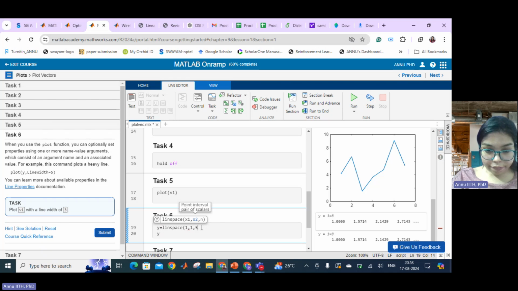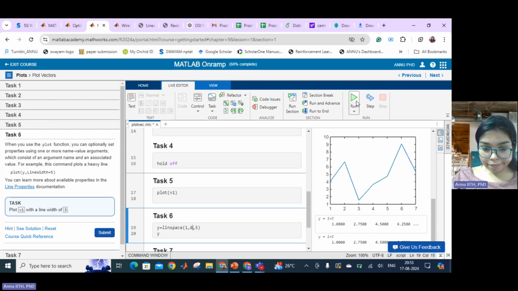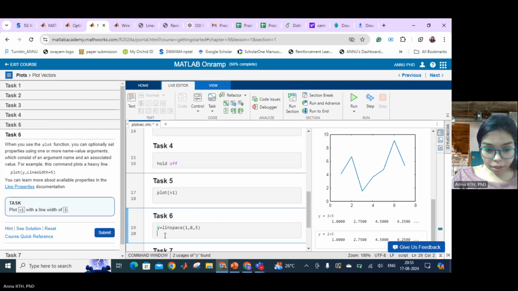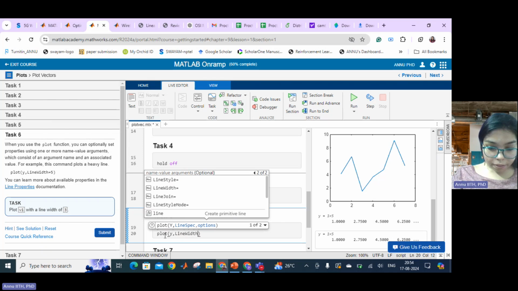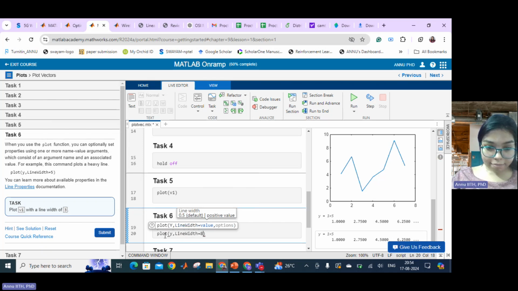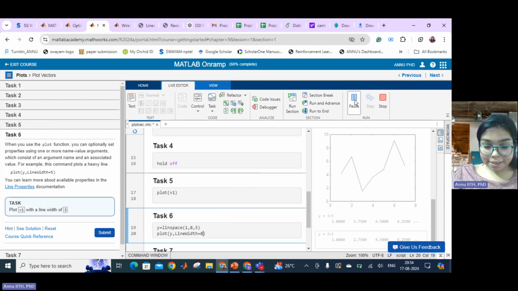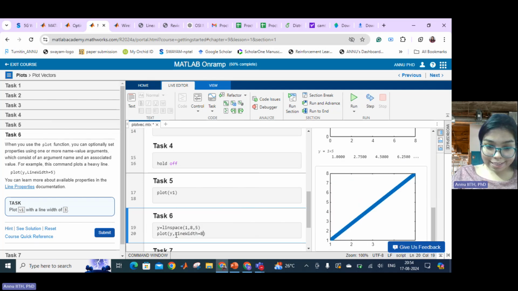One by 8, 5. So let's say what is y? 1 cross 5 consisting of 8 elements. Okay. Now let's plot y as a line with width equals to 9, 8, something like this. Let's see. Okay, that's great because it is linear. Okay, so that's what I wanted to tell you. This is linear.